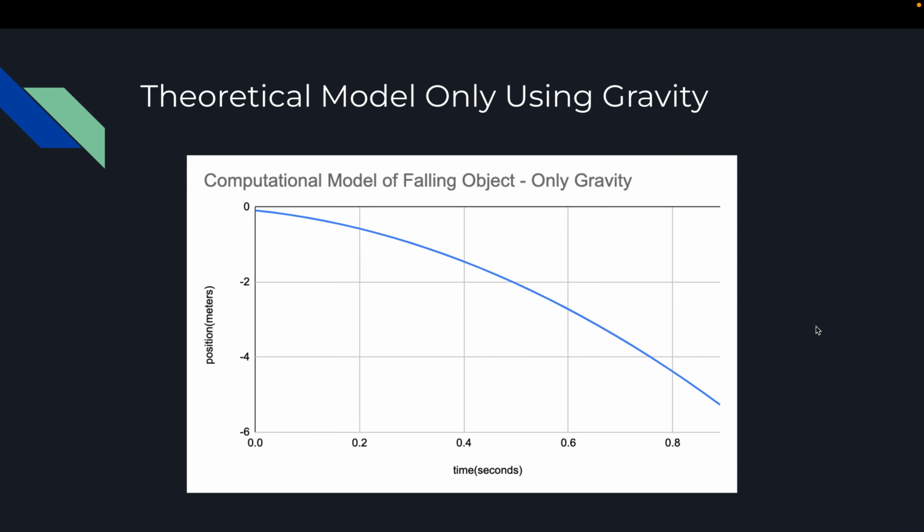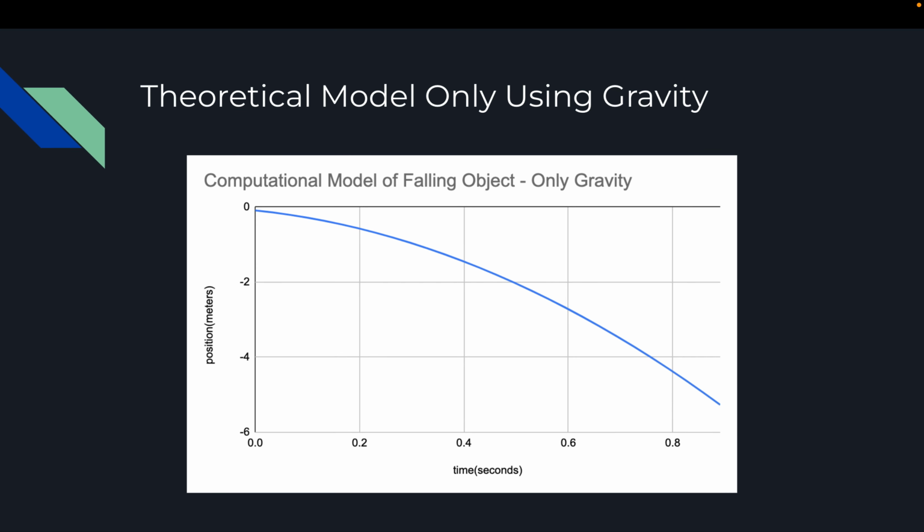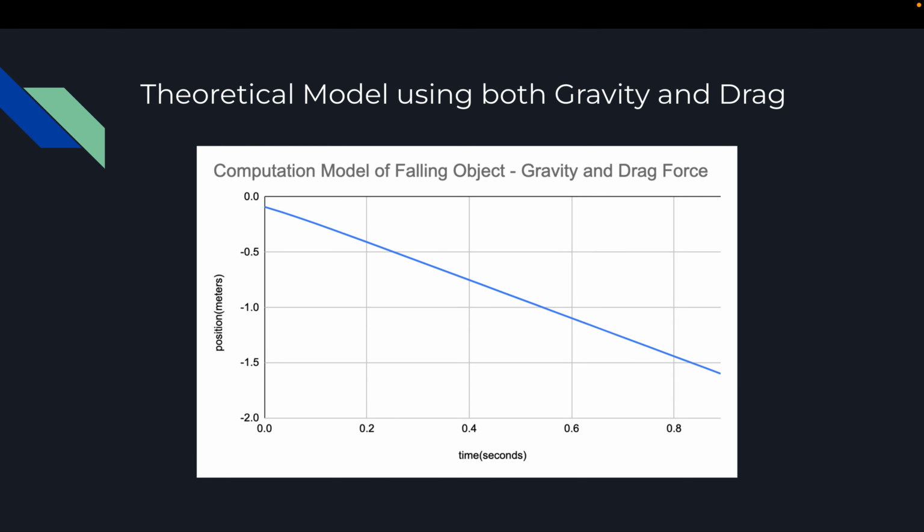So now the theoretical model only using gravity shows much more of an exponential curve. It looks almost parabolic, as you can see. Compared to the force of gravity and drag, this shows much more of a linear model of the position. So you can see that the only gravity model goes down at a much faster rate than the force of gravity and drag acting together.